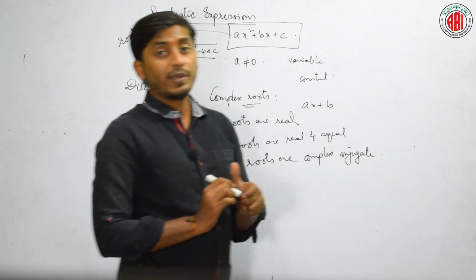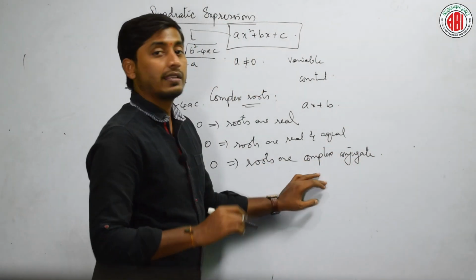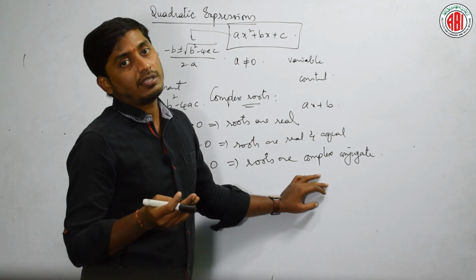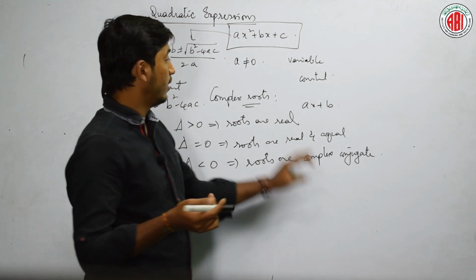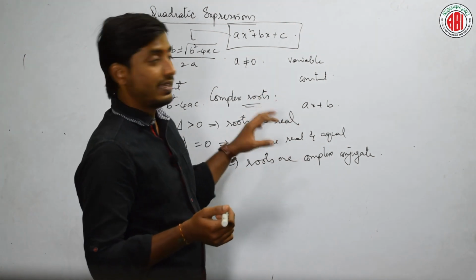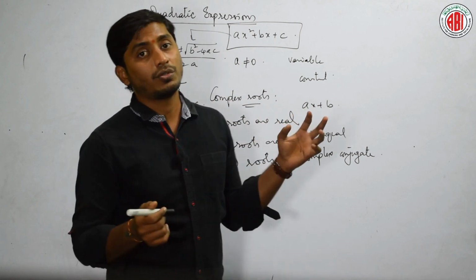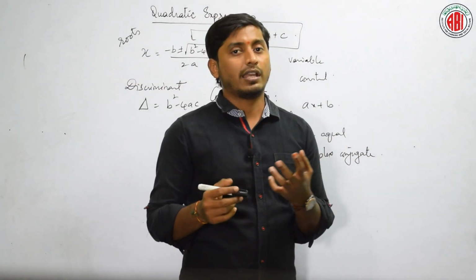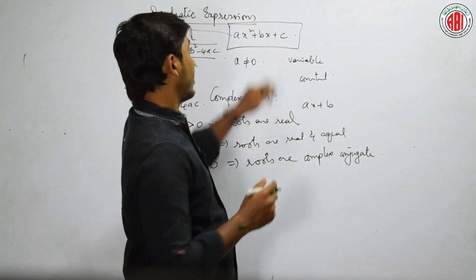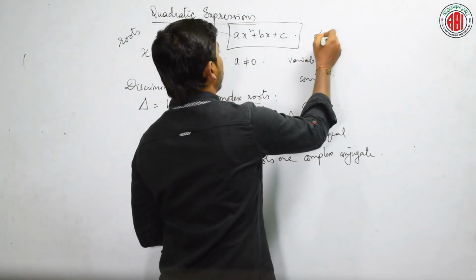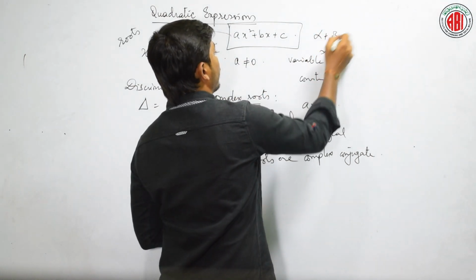Clear? Which means these roots are complex, but also they are conjugate to each other. Clear? Is it okay? These are the basic prerequisites we are going to discuss. And not only that, we also know that for this particular expression we have the formula, that is sum of roots and product of roots.